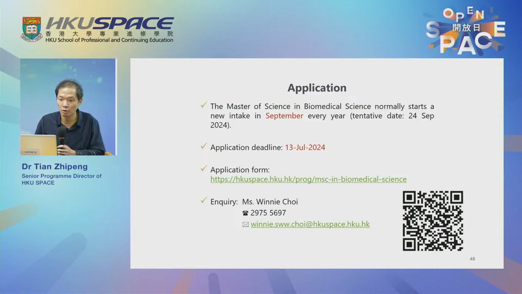The application to the MSc in biomedical science is still ongoing. The deadline would be mid-July. So if you already have a degree in a biological related science and aim for better career development, you are welcome to apply to the program. Normally the intake starts in September. You can find the program information on the website or from the QR code here. My colleague Winnie is the one looking after this program, so for any questions about it, you can always contact her.